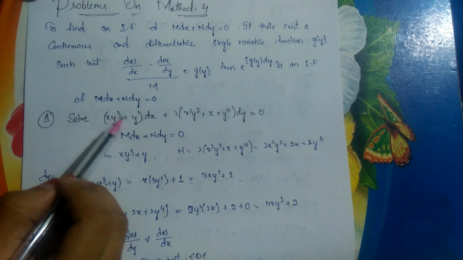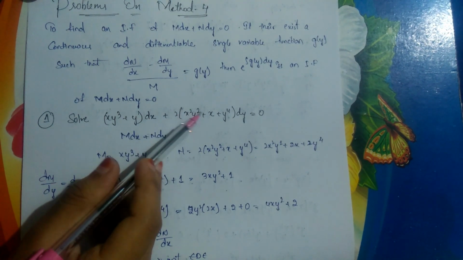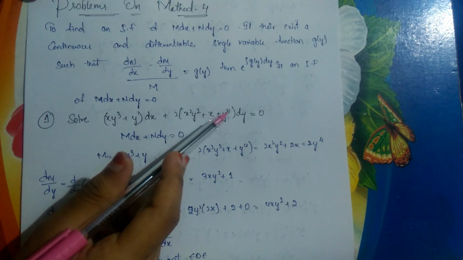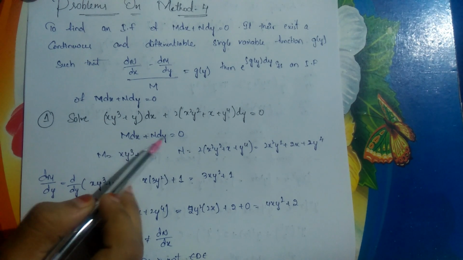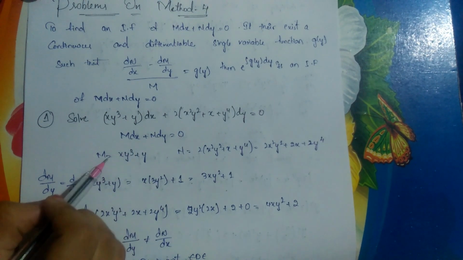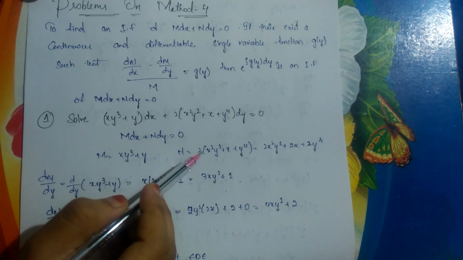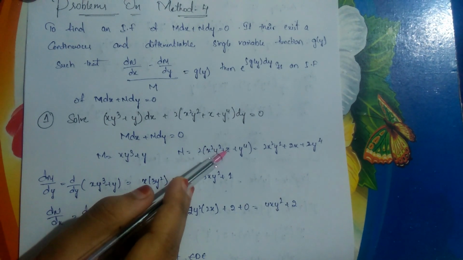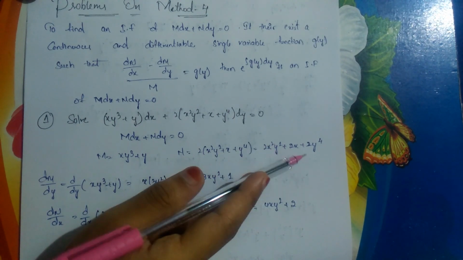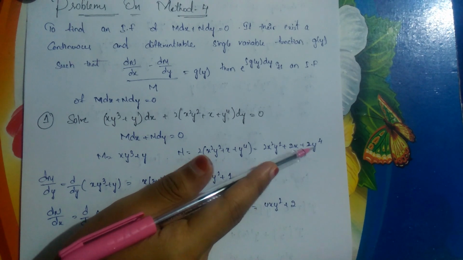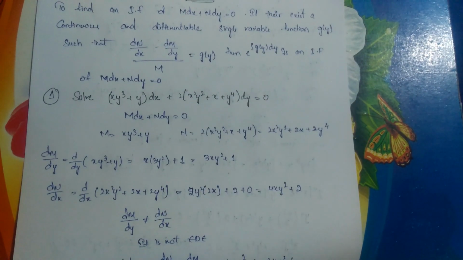Solve (xy cube plus y) dx plus 2 of (x square y square plus x plus y power 4) dy equals 0. So it is in the form of M dx plus N dy equals 0. So M is xy cube plus y and N is 2 of x square y square plus x plus y power 4. When we simplify this, we get N as 2x square y square plus 2x plus 2y power 4. Now differentiate the functions M and N.